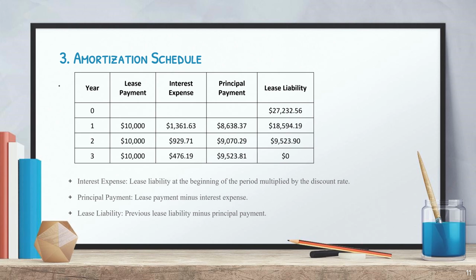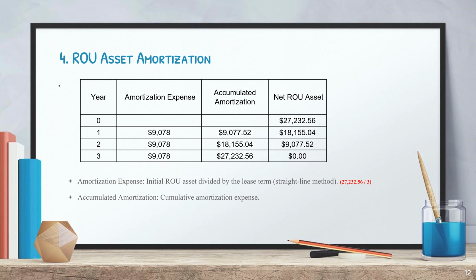Here is what the amortization schedule looks like. The interest expense amount is calculated by the liability at the beginning of the period multiplied by the discount rate. The principal payment amount is calculated by taking the lease payment minus interest expense. The lease liability amount is calculated by taking the previous lease liability minus the principal payment.